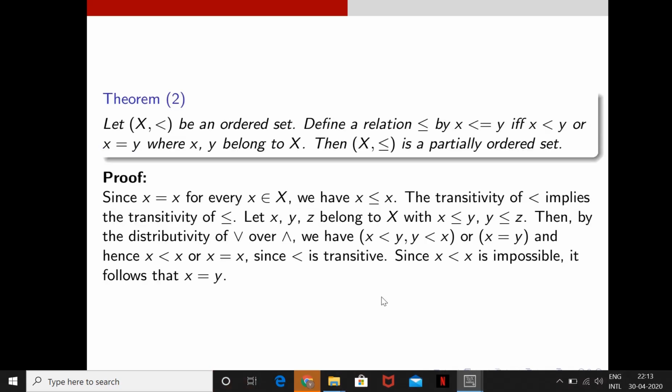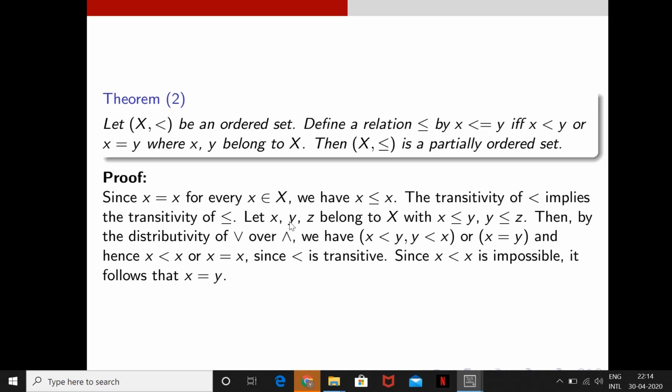Now the other way around, second theorem. Let (X, <) be an ordered set. Define a relation by x less than or equal to y if and only if x less than y or x equal to y, where x, y belong to X. Then this will be a partial ordered set. Its proof goes like this. Now since x is equal to x for every x belonging to X, we have x less than or equal to x. The transitivity of this relation implies the transitivity of this relation. The transitivity of less than implies transitivity of less than or equal to.